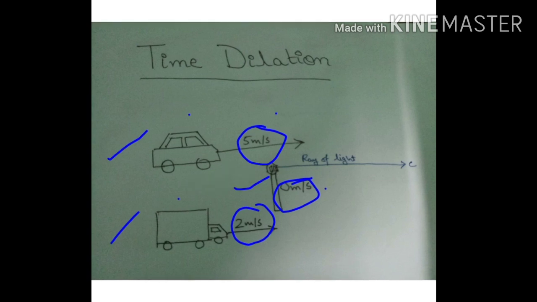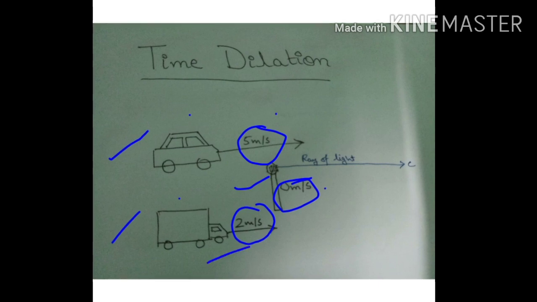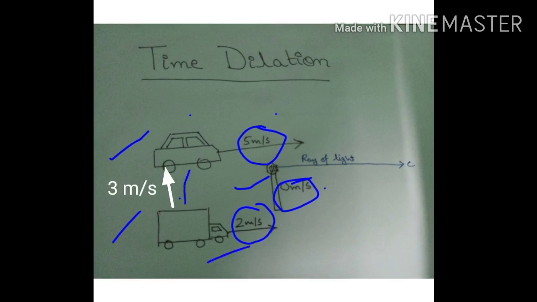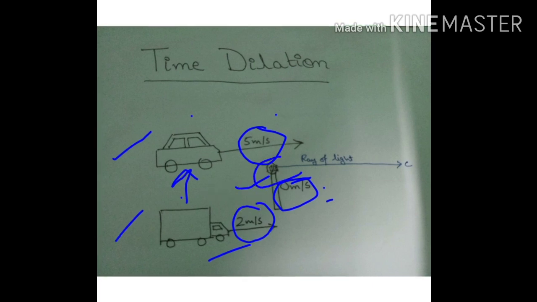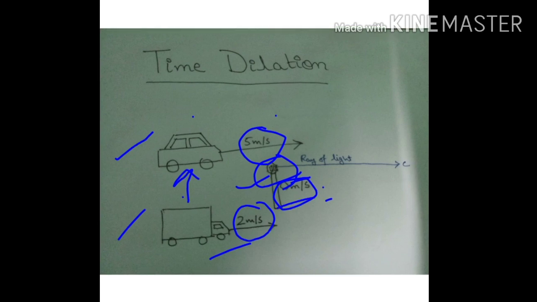Now let us change the reference point. Let us consider this truck. This truck will see this car to be moving at 3 meters per second, and this lamppost to be moving at minus 2 meters per second. Now let us take the perspective of this lamppost. This lamppost will see this car to be moving at 5 meters per second and this truck to be moving at 2 meters per second, because it's stationary.